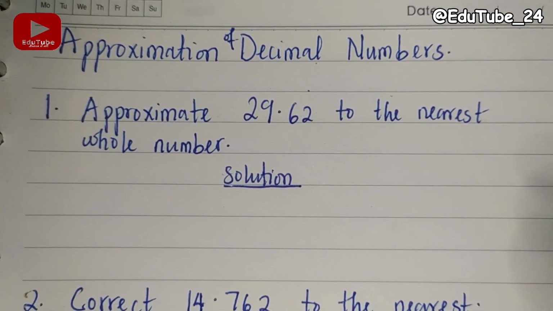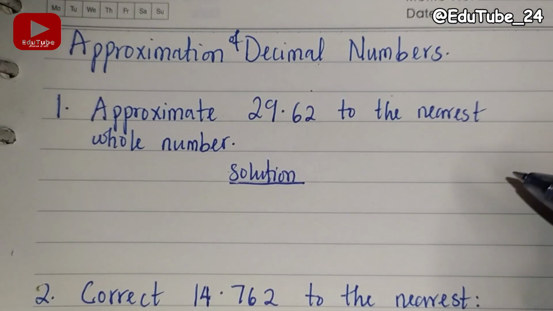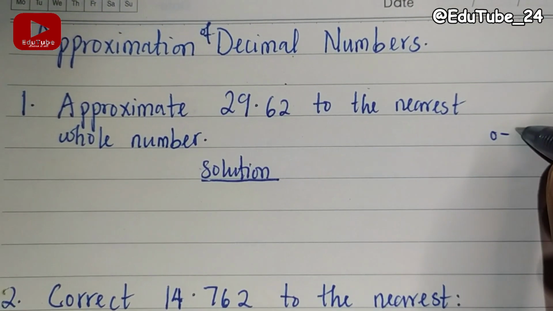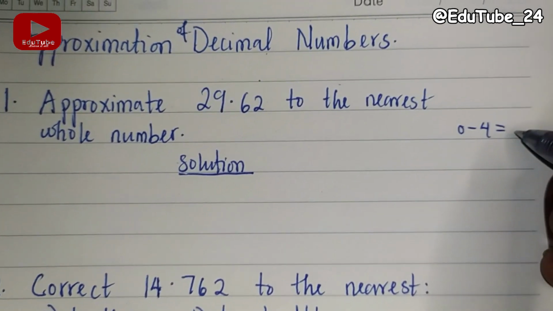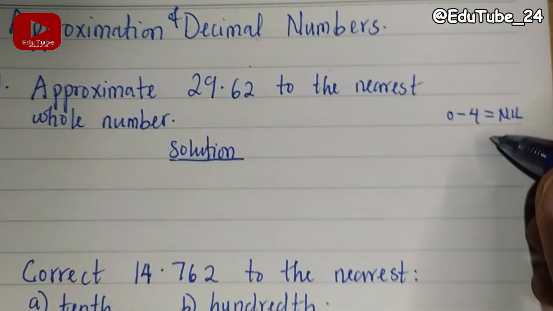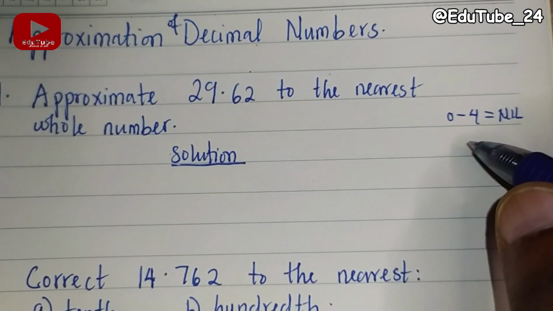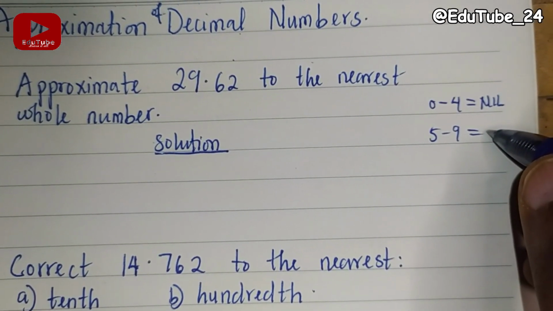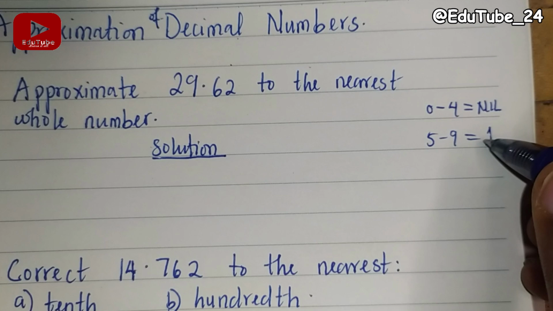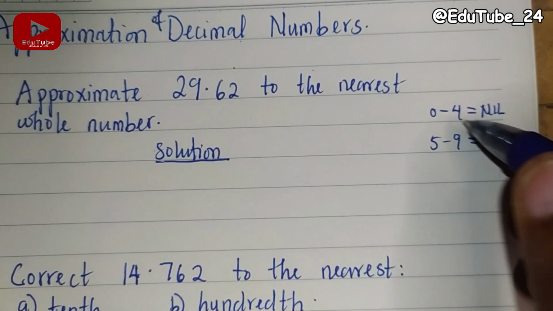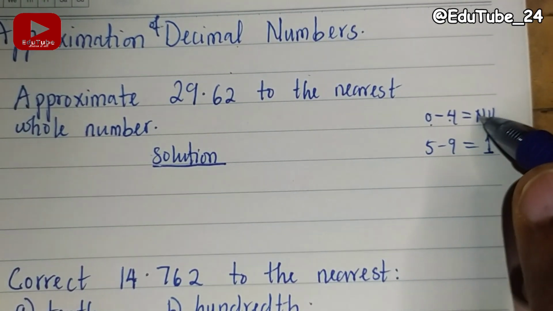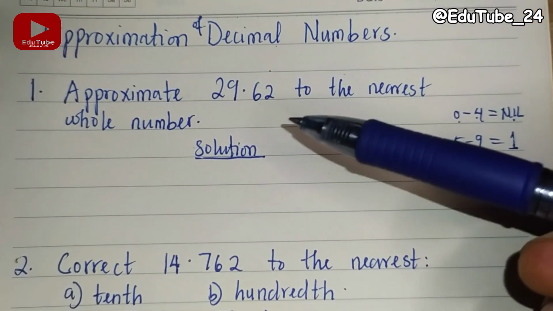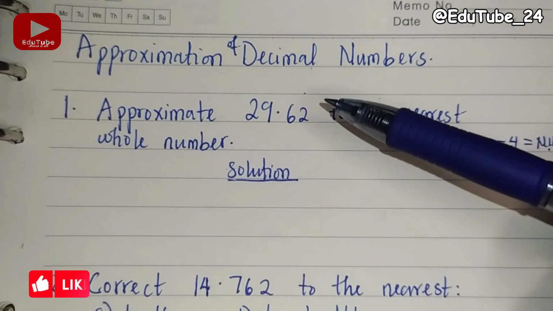if the nearest number to the number we are rounding off is between 0 to 4, we round it down to nothing. And if the nearest number to the number we are rounding off is between 5 to 9, then we round them up to 1, meaning that the digit will give out 1. And if it's between 0 to 4, the digit will give out nothing.